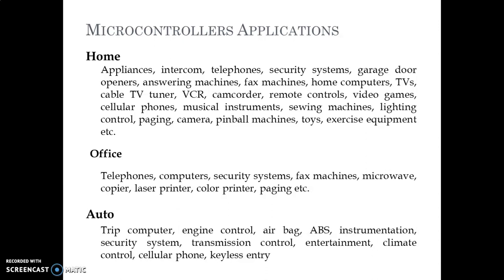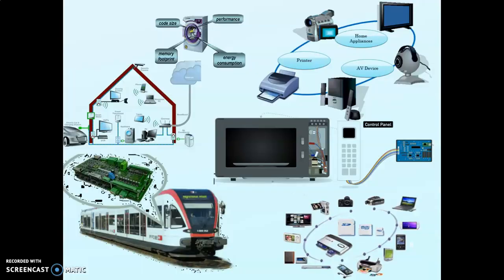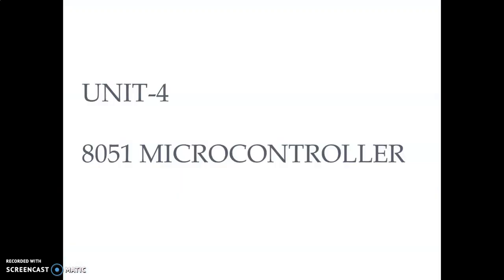In the office: telephones, computers, security systems, fax machines, microwave, copier, laser printer, color printer, paging, etc. Auto applications: trip computer, engine control, airbag, automatic brake system, instrumentation, security system, transmission control, entertainment, climate control, cellular phone, keyless entry. For example, the applications are shown in the diagram.